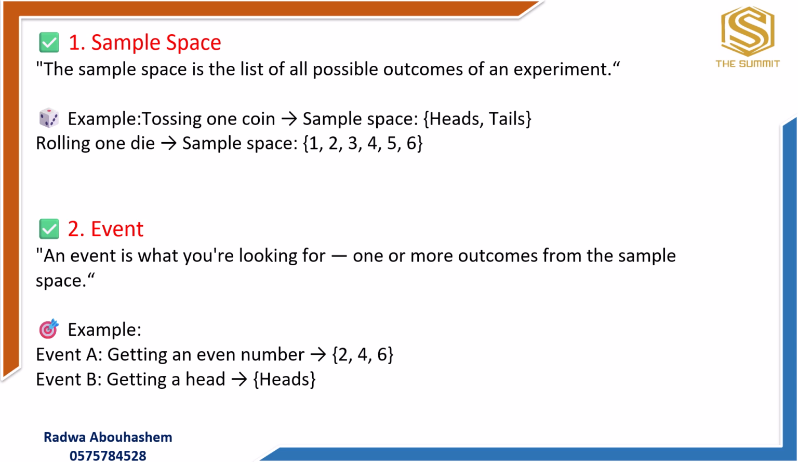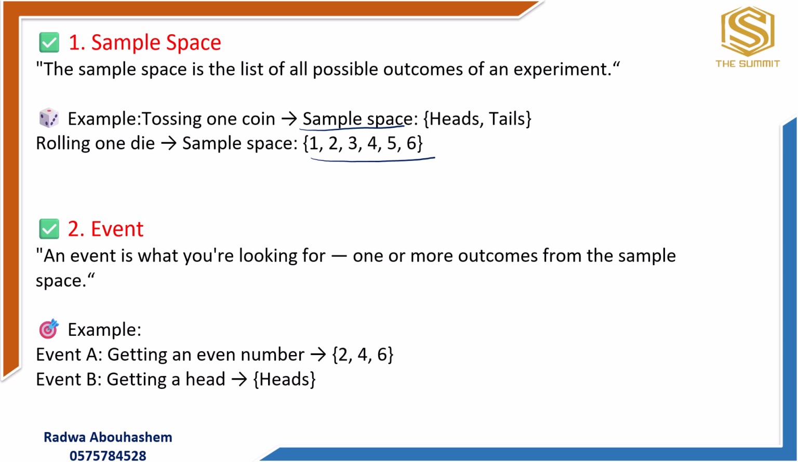The first one is a sample space. What is a sample space? A sample space is a list of all possible outcomes of an experiment. For example, if you are tossing a coin, it may be head or tail. So this is the sample space. Or if you are rolling a die, maybe you get 1, 2, 3, 4, 5, or 6. So this is the sample space for rolling the die.